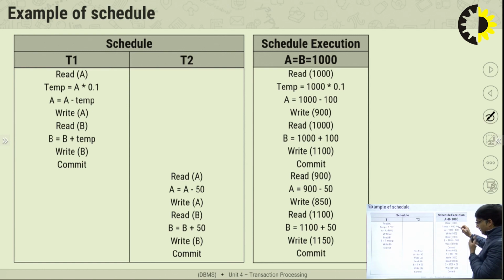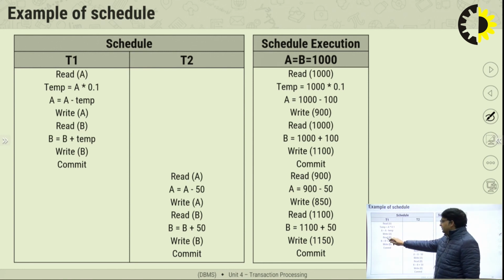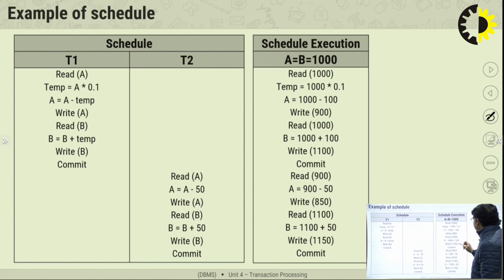Initially the value of A is 1000, then the temporary value is computed as 100. Now the value of A will become 900, then another instruction starts, that is B. Now the initial value of B is 1000. Now the updated value of B is 1000 plus the value of temp. The value of temp is 100. So the value of B becomes 1100. Then these values of A and B will be committed.